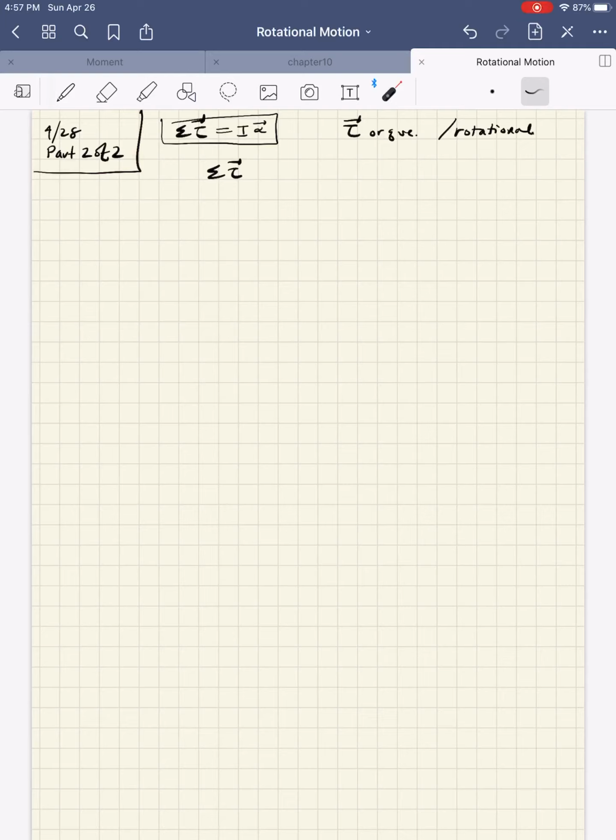I'm still on chapter 10, rotation, and we're going to talk about torques. I just finished talking about moments of inertia, and we're going to spend some time talking about torque, net torques, and Newton's second law for rotational quantities.